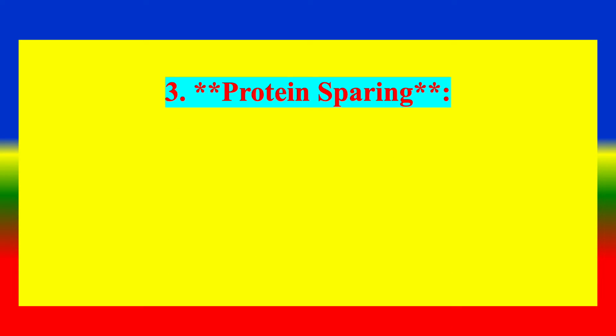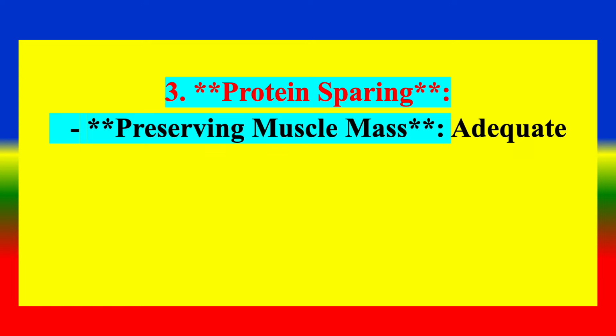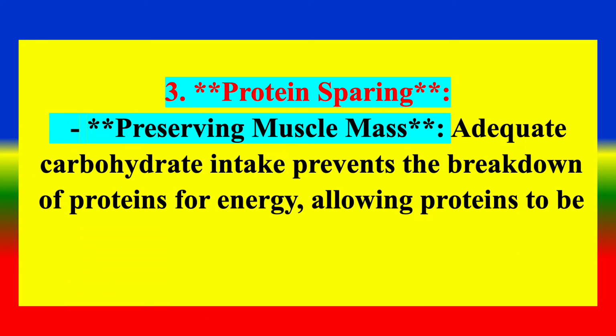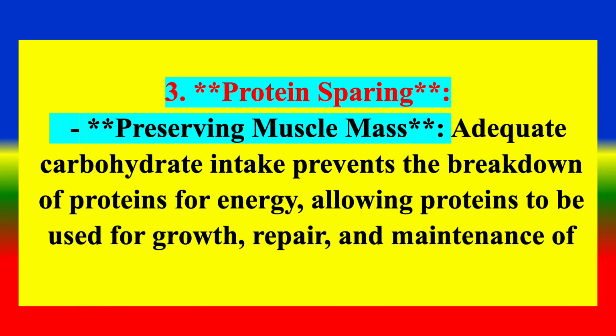Three, protein sparing, preserving muscle mass. Adequate carbohydrate intake prevents the breakdown of proteins for energy, allowing protein to be used for growth, repair, and maintenance of tissues.